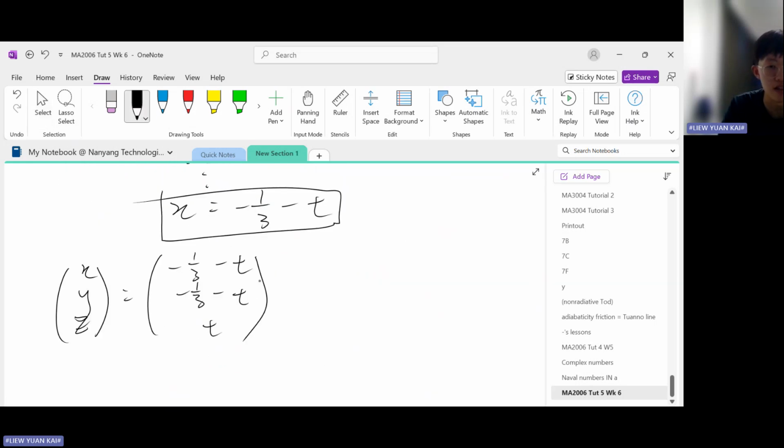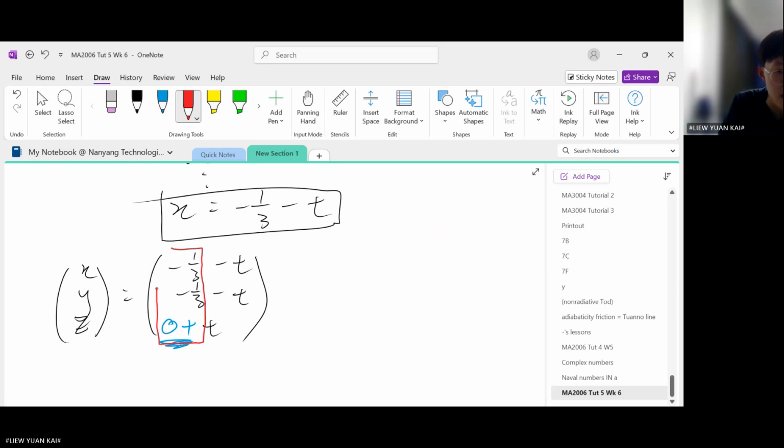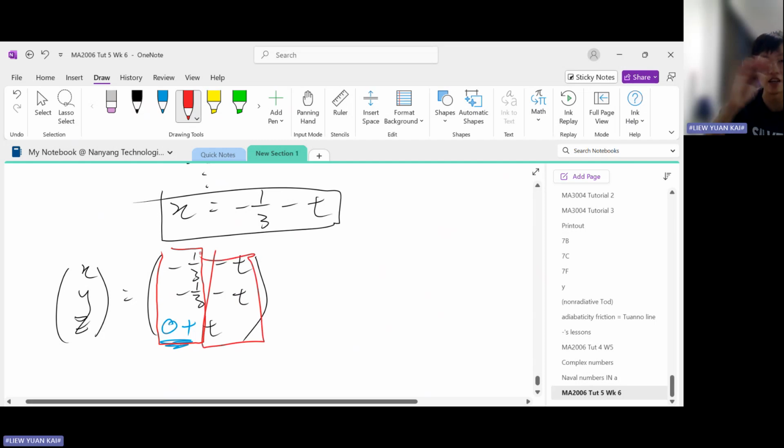Let me show you what I mean. In front of the t's, there's always a number. This is a fraction, this is a fraction, and in front of here there's also a number, and that number is just zero. Zero plus that. So what I want you to do is segment these numbers. You write this as one column vector, and the t's in another column vector. You split them up into two separate column vectors.